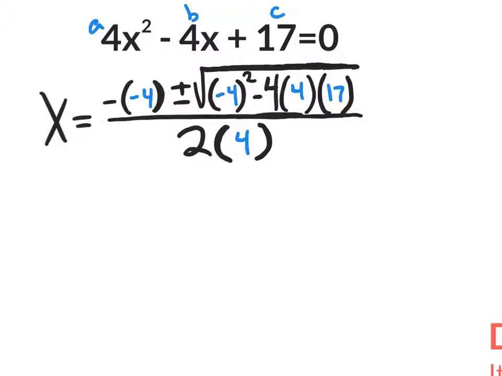Of course, you could use calculators, and I'm going to ask you to help me out with the calculator right now. Starting with the discriminant, we're going to go negative 4 squared. That's positive 16. Let me just write that down somewhere. And then what is 4 times 4? That's 16. What's 16 times 17?